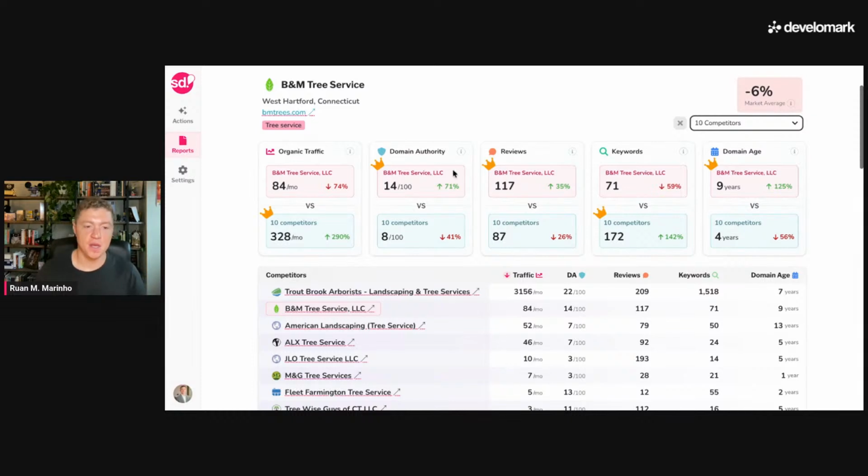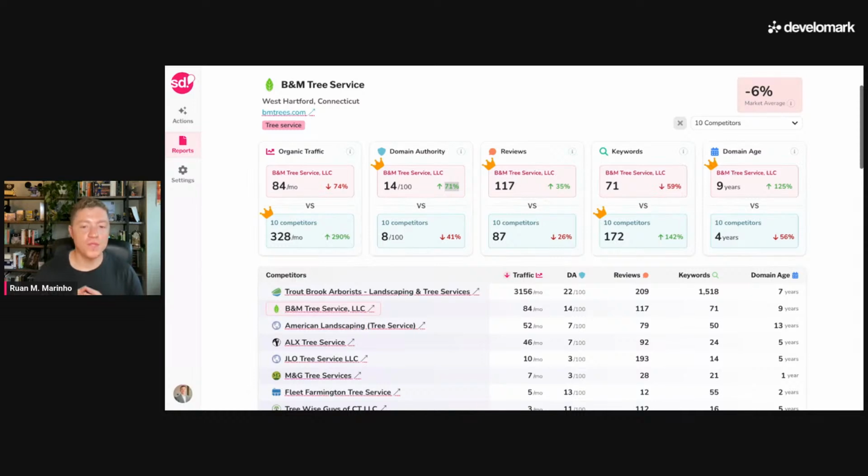As you can see, they have opportunity to rank higher for organic traffic. So I would put 74% below organic traffic. That's giving us a clear indication that we need to optimize for their SEO, so we can tell them exactly where we're going to improve. And this is data that is completely stacked up against their local organic competitors. Their domain authority is 71% higher than the average. To me, that is a gold situation.